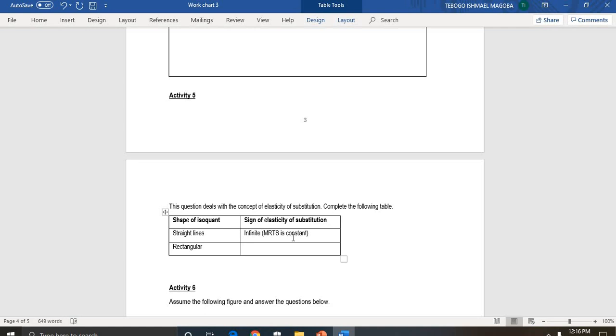If you remember very well in mathematics, the slope of a straight line is constant. When you had to draw a straight line, you'd find the slope, and you find that the slope maybe is -2. If the slope is -2, the curve would be negatively sloping, but it would just be straight, to show that on each point, no matter where on the graph, the slope will be -2. So hence the sign of elasticity of substitution is infinite.